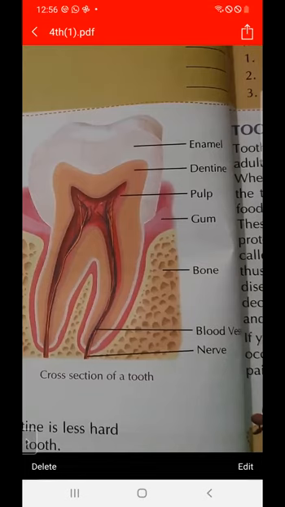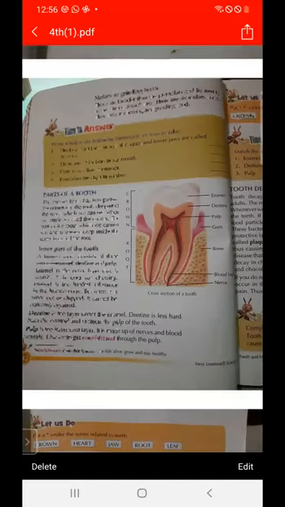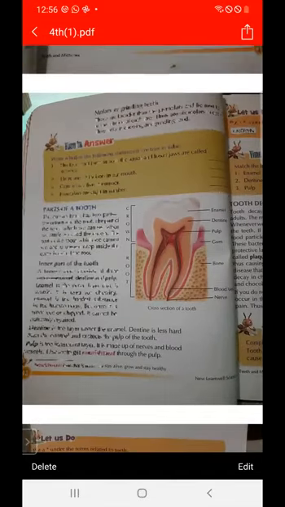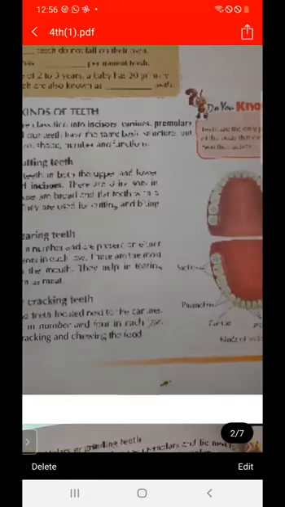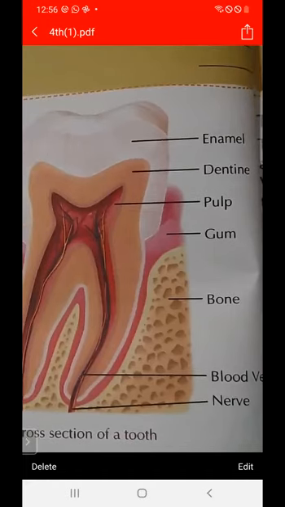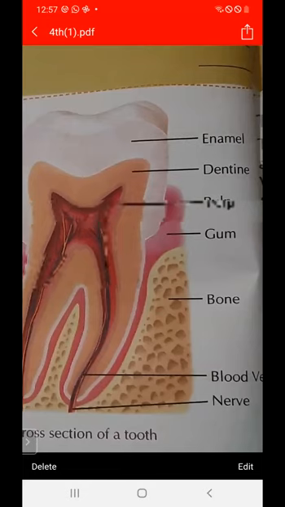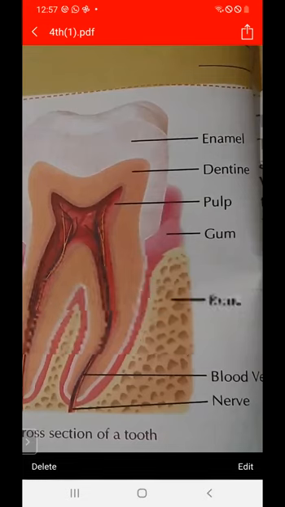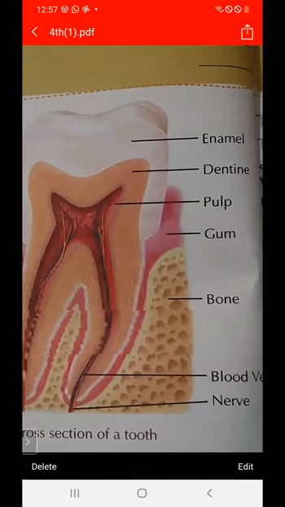And next is pulp. And what is the function of pulp? Pulp is made up of nerves and blood vessels. So pulp contains the blood vessels and nerves. And the tooth gets nourishment through the pulp. So the food the tooth gets comes from the pulp.